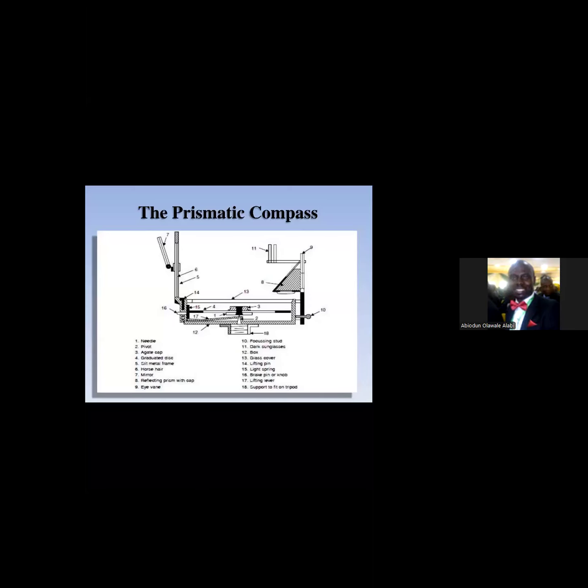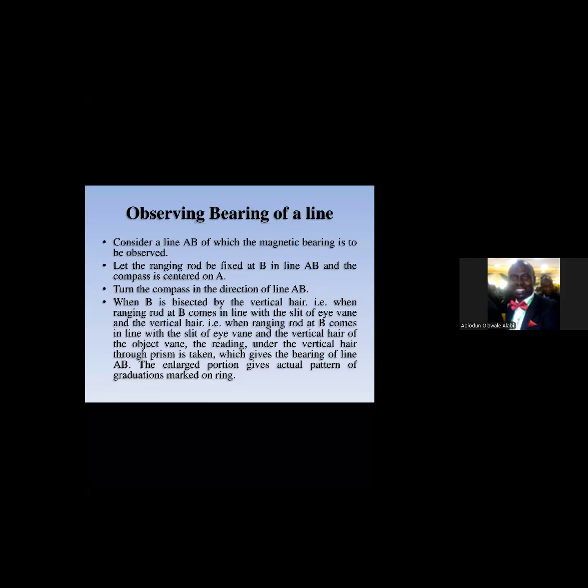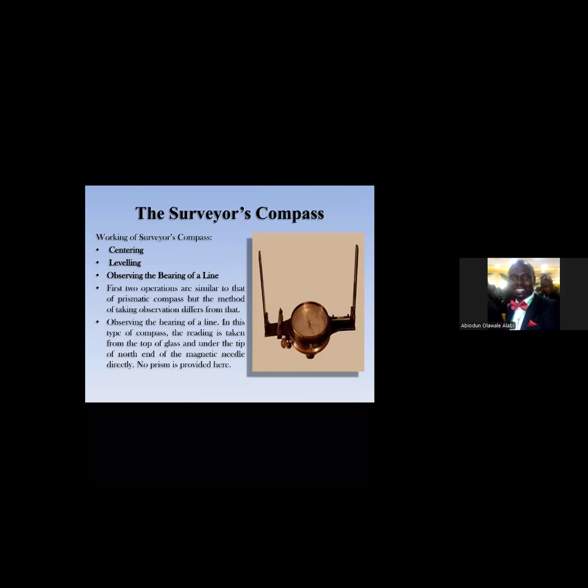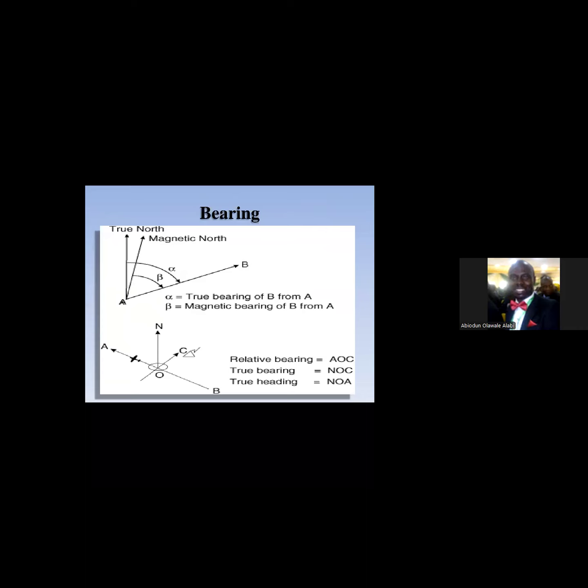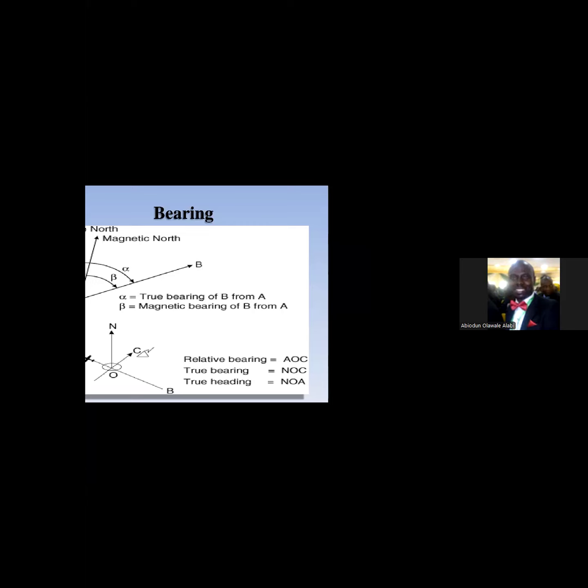Where did we stop the last time? I think we've covered bearings, different types of bearing, and different types of compass. We've treated all of these: angle of declination, the true north, and the magnetic north.